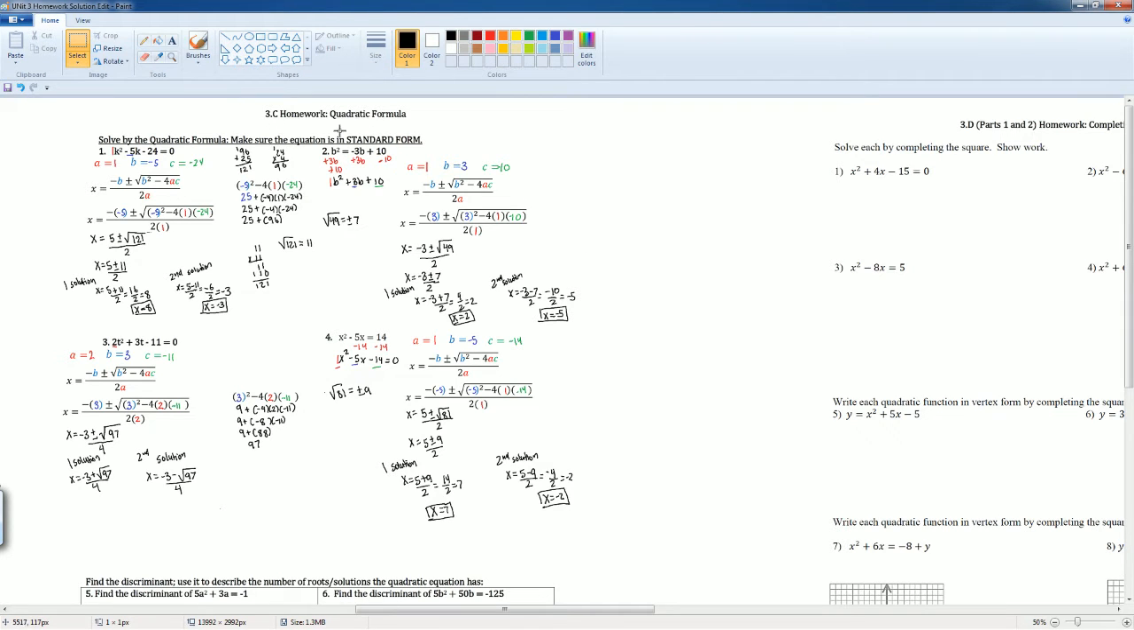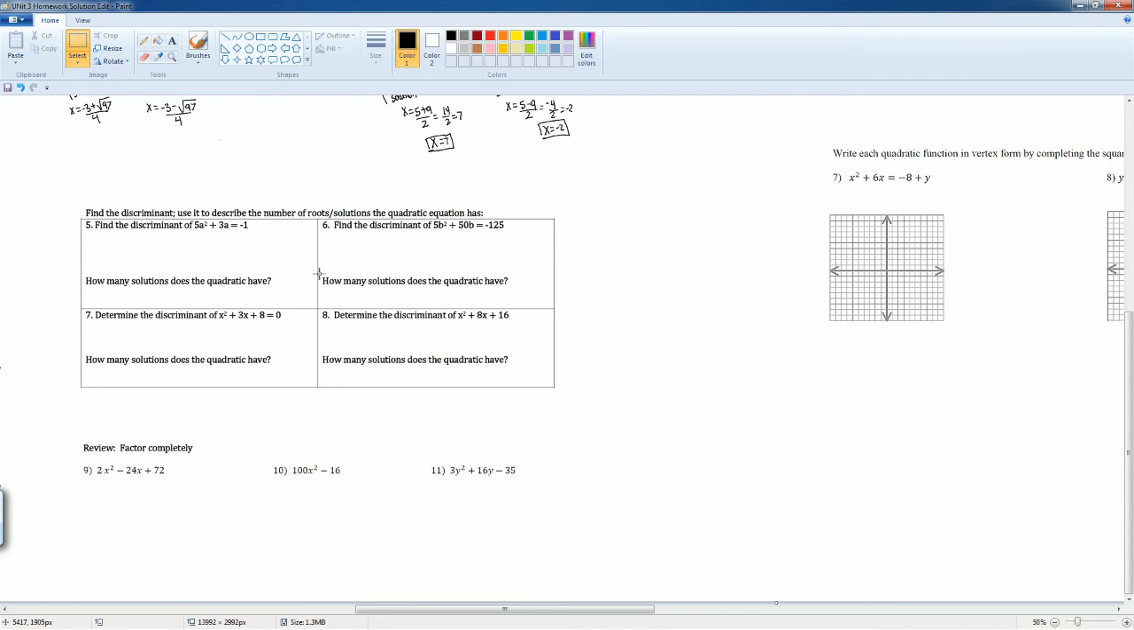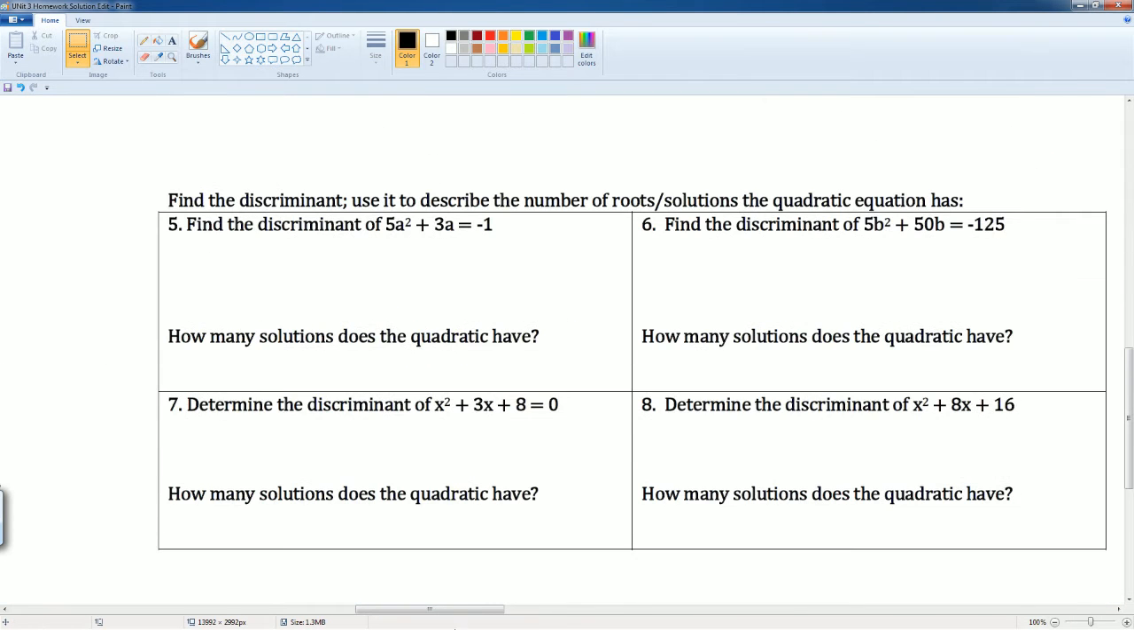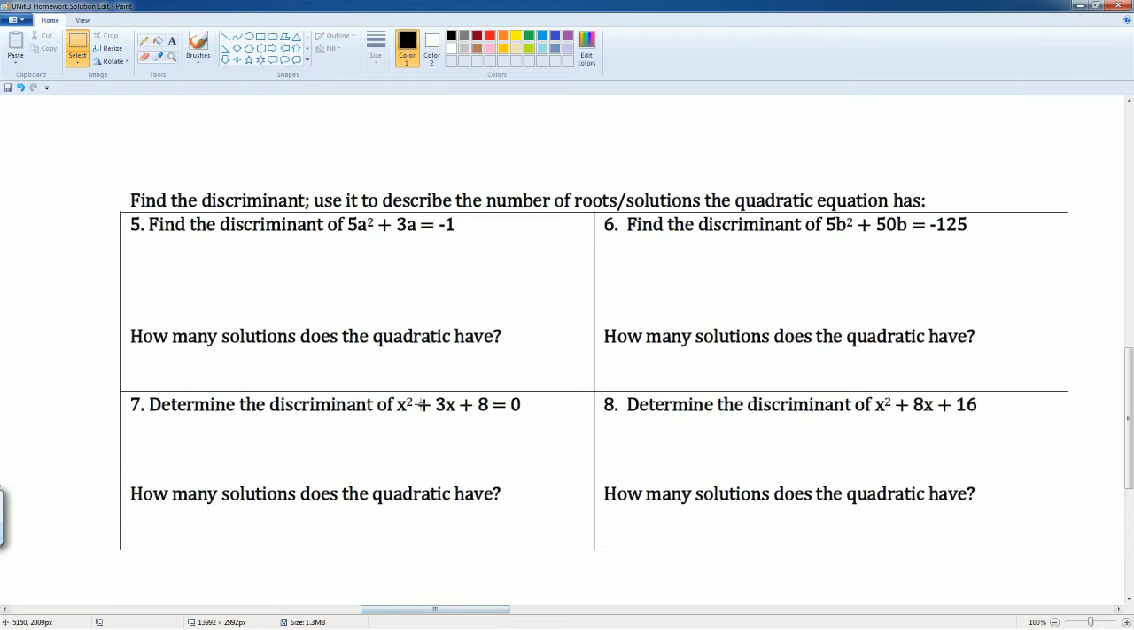This is on 3C, quadratic formula, but we are going to be covering 5, 6, 7, and 8. 5, 6, 7, and 8 asks us to find the discriminant. You're going to use it to describe the number of roots or solutions that the quadratic equation has.